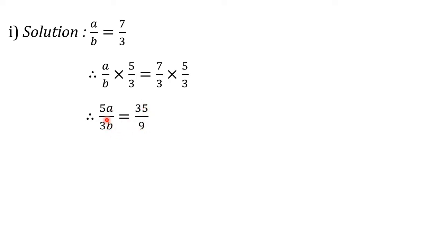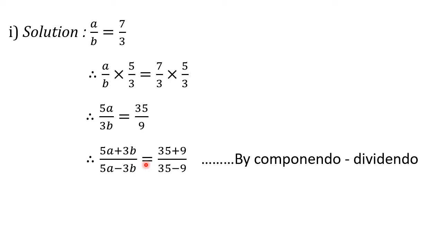Now see the question. In the question we have 5a plus 3b and 5a minus 3b. That means here we have to go for componendo dividendo, but again on both sides. So 5a plus 3b upon 5a minus 3b: numerator plus denominator, numerator minus denominator. Similarly here 35 plus 9 and 35 minus 9. And then don't forget to write down the reason, that by componendo dividendo.